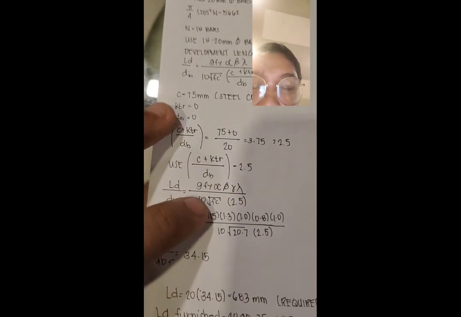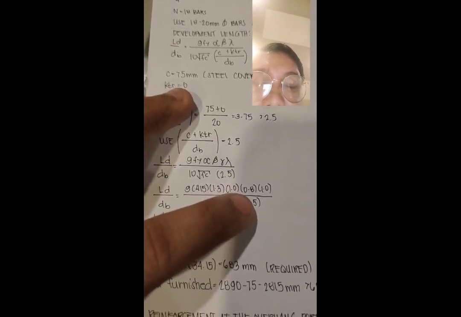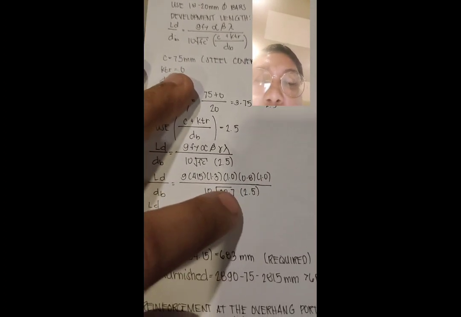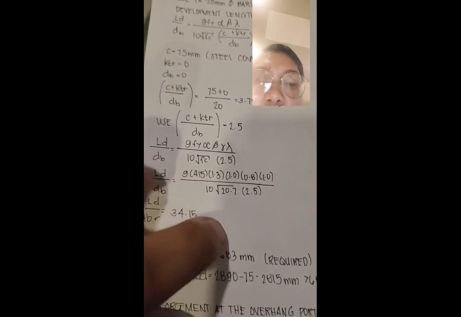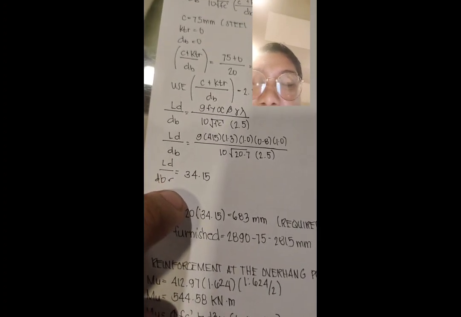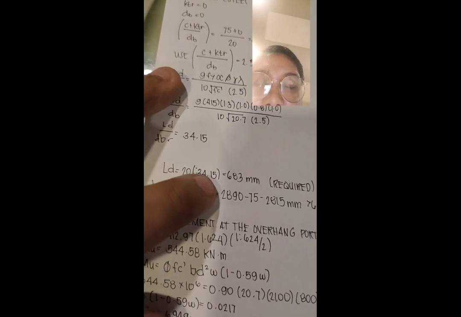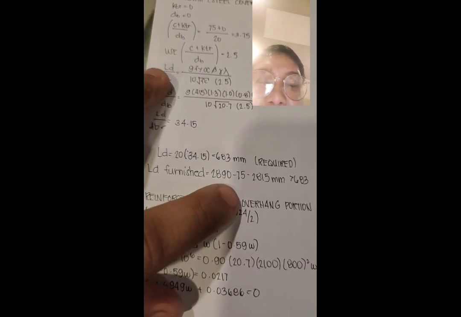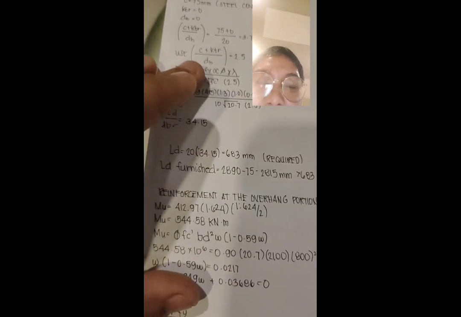Ld over db is equal to 9 times Fy 415, alpha 1.3. The beta is 1.0. Then gamma is 0.8 and lambda is 1.0, all over 10. The f'c is square root of 20.7 times 2.5. Therefore, Ld over db is equal to 34.15. Now, Ld is equal to 20 times 34.15, which is 683 millimeter required. Ld furnished is 2890 less 75, or 2815 millimeter, which is greater than 683.